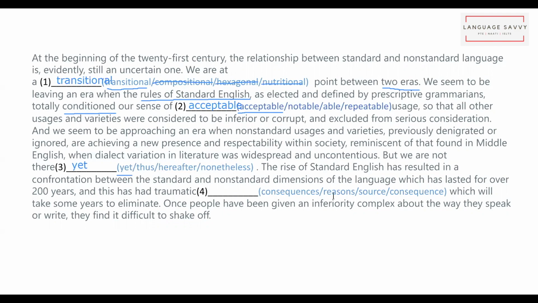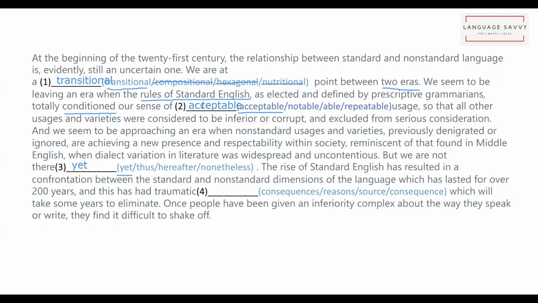So let's look at our fourth option. Consequences, reasons, source, and consequence. Now here there are words in two different parts of speech. It's source, reasons, consequences, and consequence. So here we'll once again have to read the whole paragraph. So the rise of standard English has resulted in confrontation between the standard and non-standard dimensions of the language, which has lasted for over 200 years. And this has had traumatic dash which will take some years to eliminate.